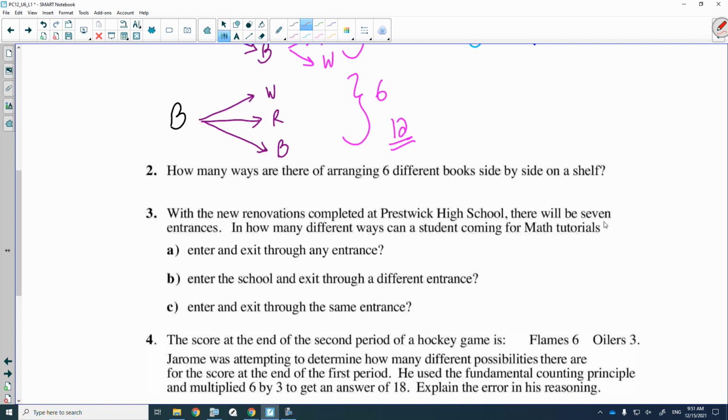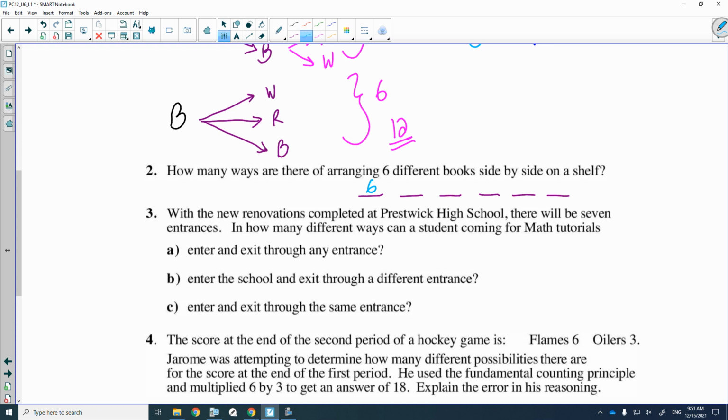Number two, how many ways are there of arranging six different books side by side on a shelf? So if you have six books, you have six stages. What you need to imagine is that you've got six books just laying on the floor. You need to pick up a book and put it in that first spot on your shelf. So how many books do you have to choose from? If there's six books on your floor, you've got six books to choose from.